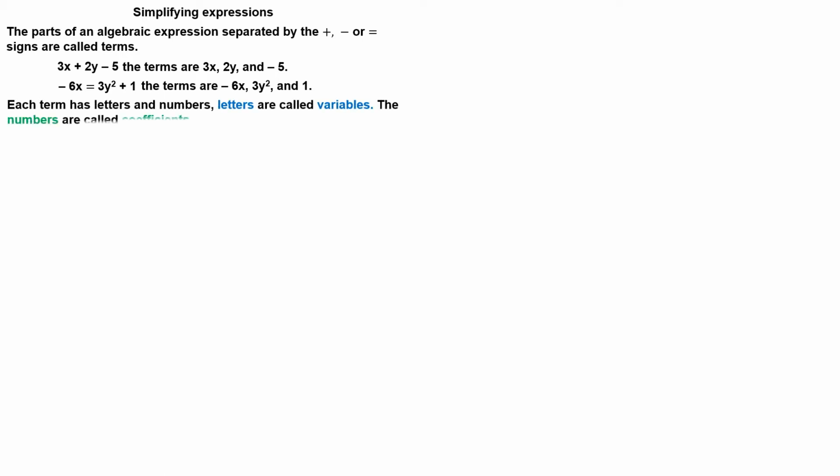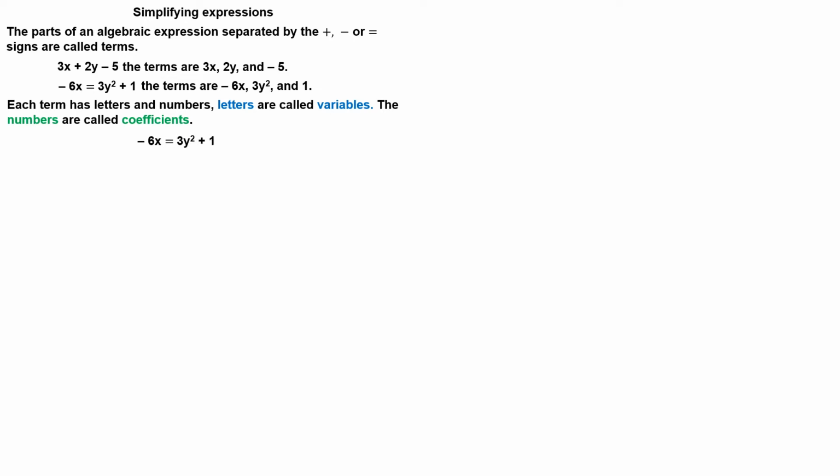Minus 6x equals 3y squared plus 1. The terms are minus 6x, 3y squared, and 1. Each term has letters and numbers. Letters are called variables. The numbers are called coefficients. This expression has three terms.